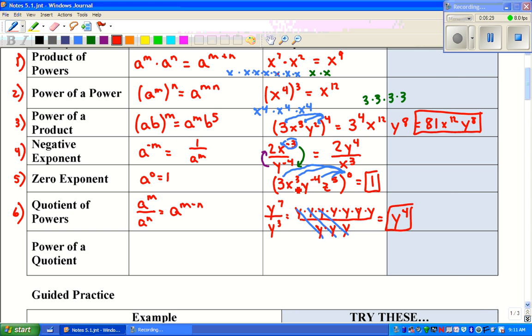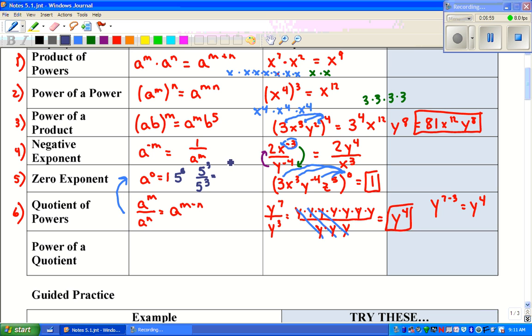So why wouldn't it be easier just to say y to the 7th minus 3 gives you y to the 4th power? Now, I wanted to go back and talk about how this affects this up here. Let's say you have something like 5 to the 3rd power over 5 to the 3rd power. Since we have this rule, we could subtract those two and end up with 5 to the 0 power, which we know is equal to 1.